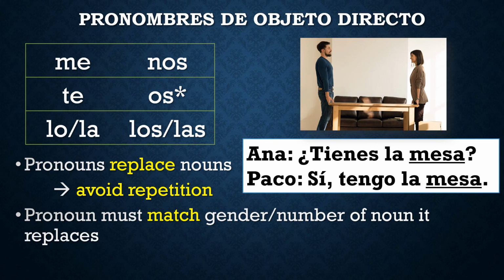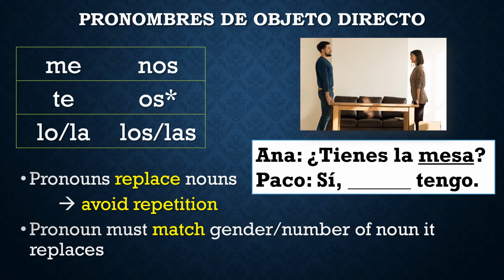So, instead of repeating la mesa, we have another option. We could replace la mesa, the direct object. What do you have? You have la mesa, the table. We could replace it with the direct object pronoun. So which of these direct object pronouns are we going to use? Well, it has to match la mesa. La mesa is singular and it has the feminine gender. So we're going to use la.